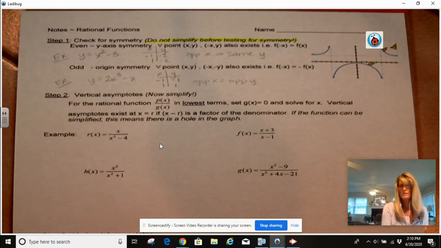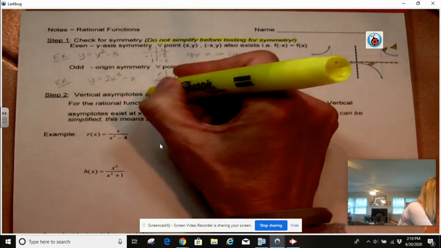So you do not want to use a simplified or reduced function for the symmetry step, but afterwards, that's when you want to do any factoring and simplifying. And if there is something that you can cross out that produces a hole, then all other steps are going to be completed with that reduced function. Okay, so now is when we're going to simplify.